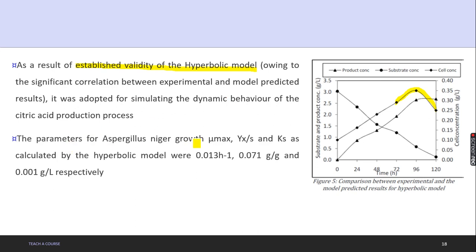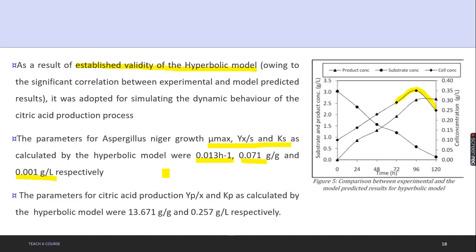The parameters estimated for this case were mu max, Yx/s and Ks from the hyperbolic model. Those values were 0.013, 0.071 gram per gram and 0.001 gram per liter, associated with those parameters. And for citric acid production, two other terms were there: one is Yp/x and the other is Kp.